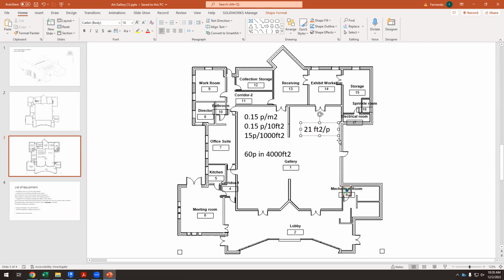If we have 21 square feet per person, how many square feet do we have? We have 4,000 square feet. So how many people would we have here? 200. 200 times 20 is around 4,000. Yeah. So according to this, we can have up to 200 people.